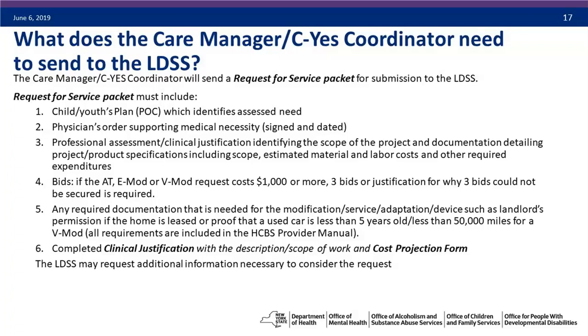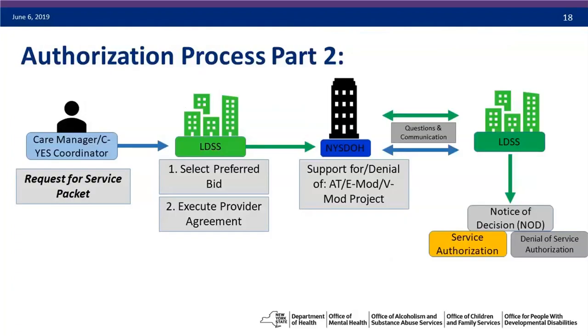Completed clinical justification with the description, scope of work, and cost projection form will be in this packet. If there's anything missing from the packet, there'll be communication back from the LDSS to the care manager. One way to expedite this process is to make sure that you have all your stuff in the packet.